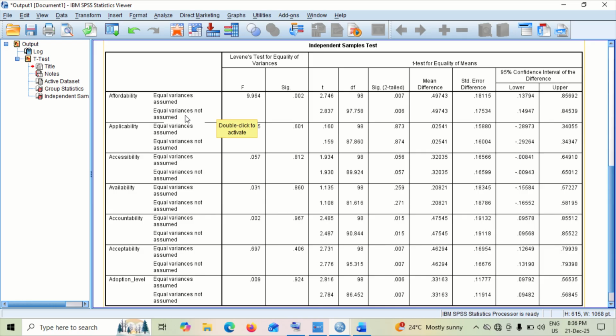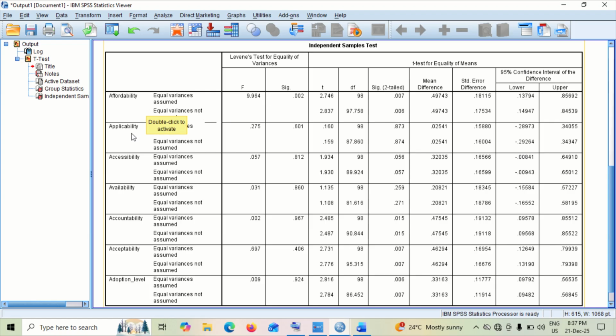Hence, equal variance is not assumed, and the t value and significance value of the independent sample t-test corresponding to equal variance not assumed is selected for mean comparison. Here we can see that the t value is 2.837, degrees of freedom 97.75, and the significance value is 0.006. It means the null hypothesis is rejected. That is, there exists a significant difference between male and female respondents in the case of affordability.